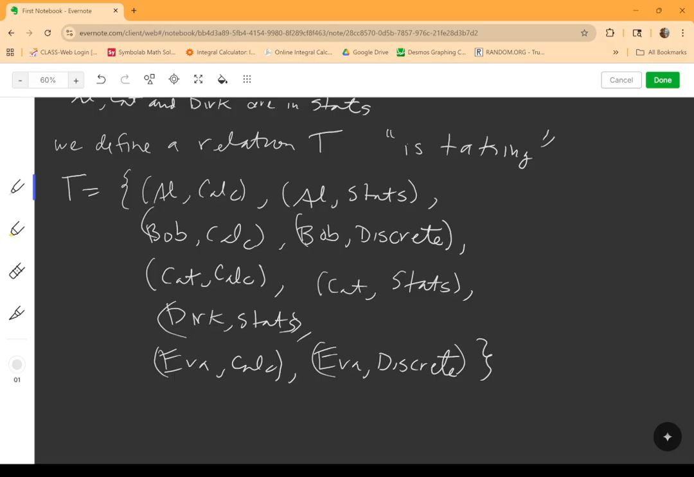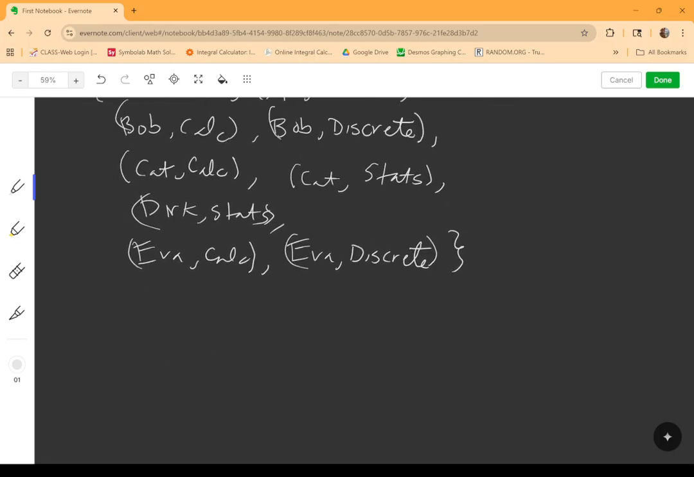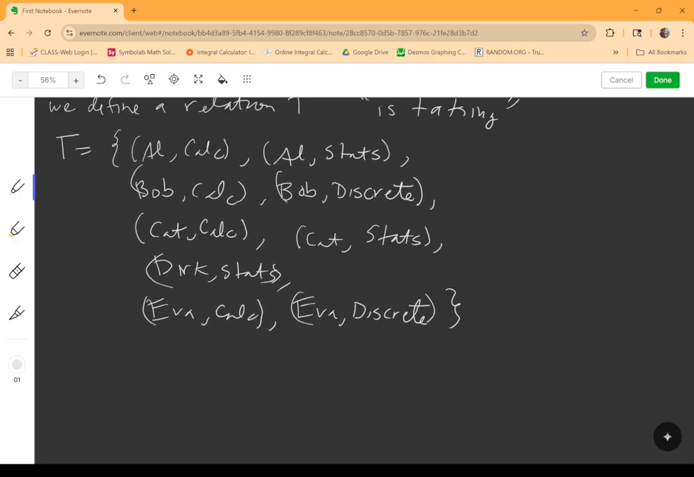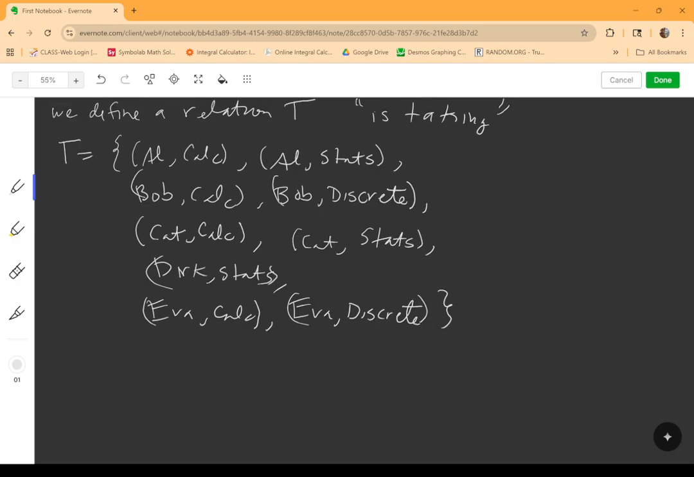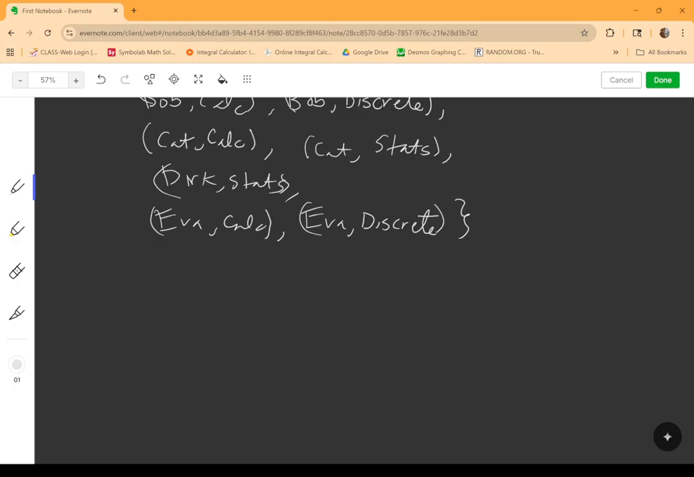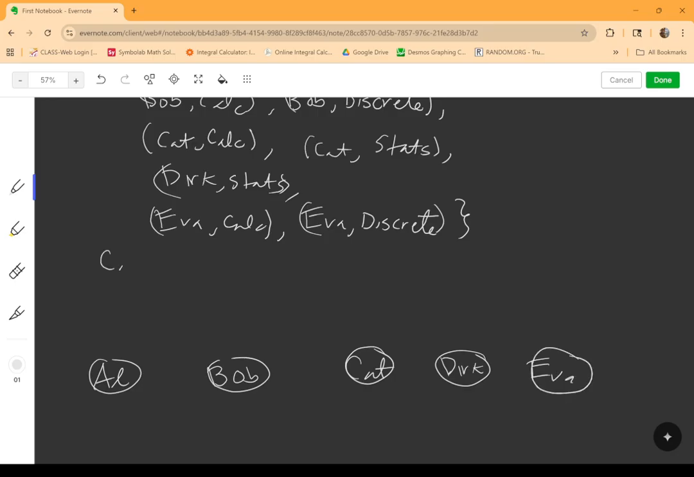Okay. All right, so that is our set here. And then the question is, can I write this as a graph? And it looks like I have two distinct sets. This is going to be a bipartite graph, right? One of the sets is the students: Al, Bob, Cat, Dirk, and then Eva. And then my other set being the classes: calc, discrete, and stats.